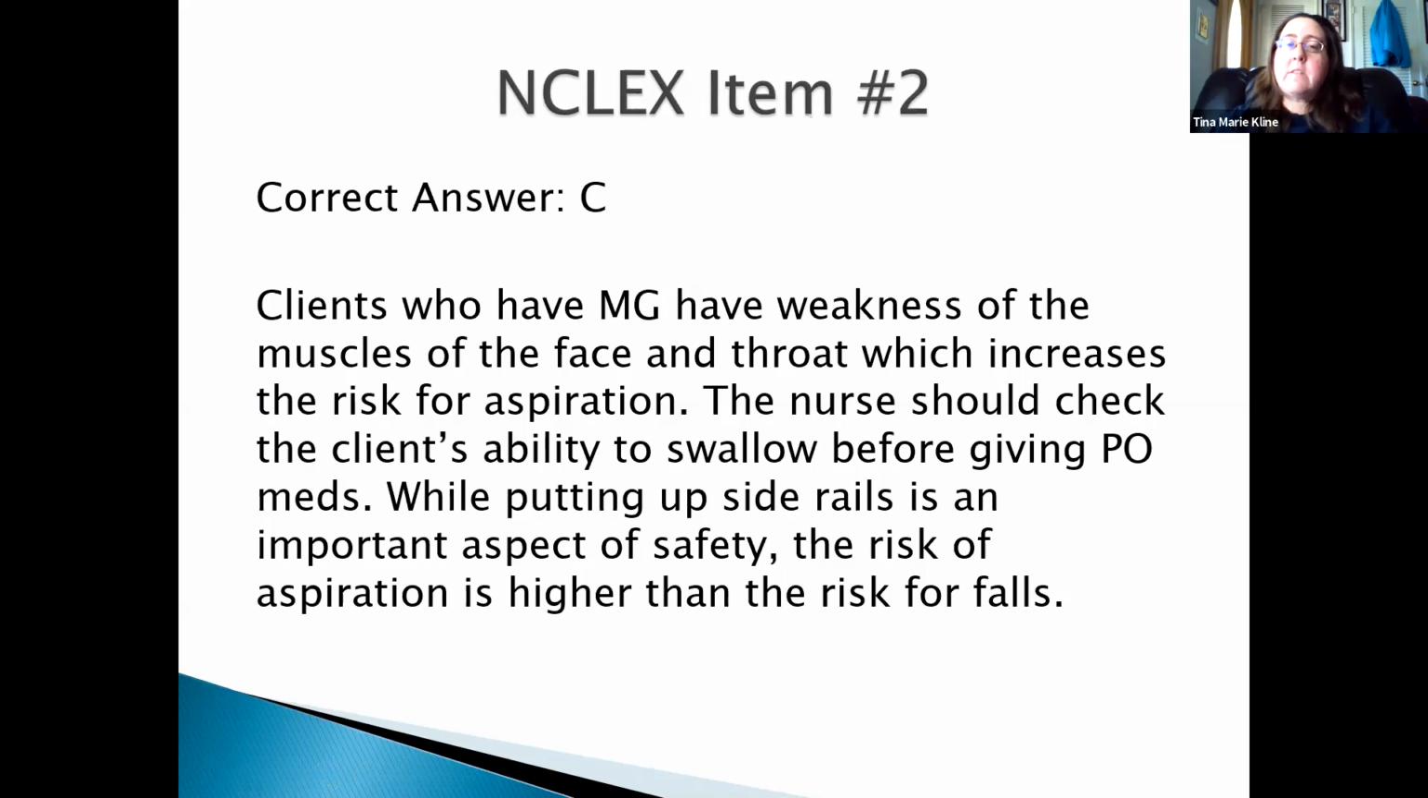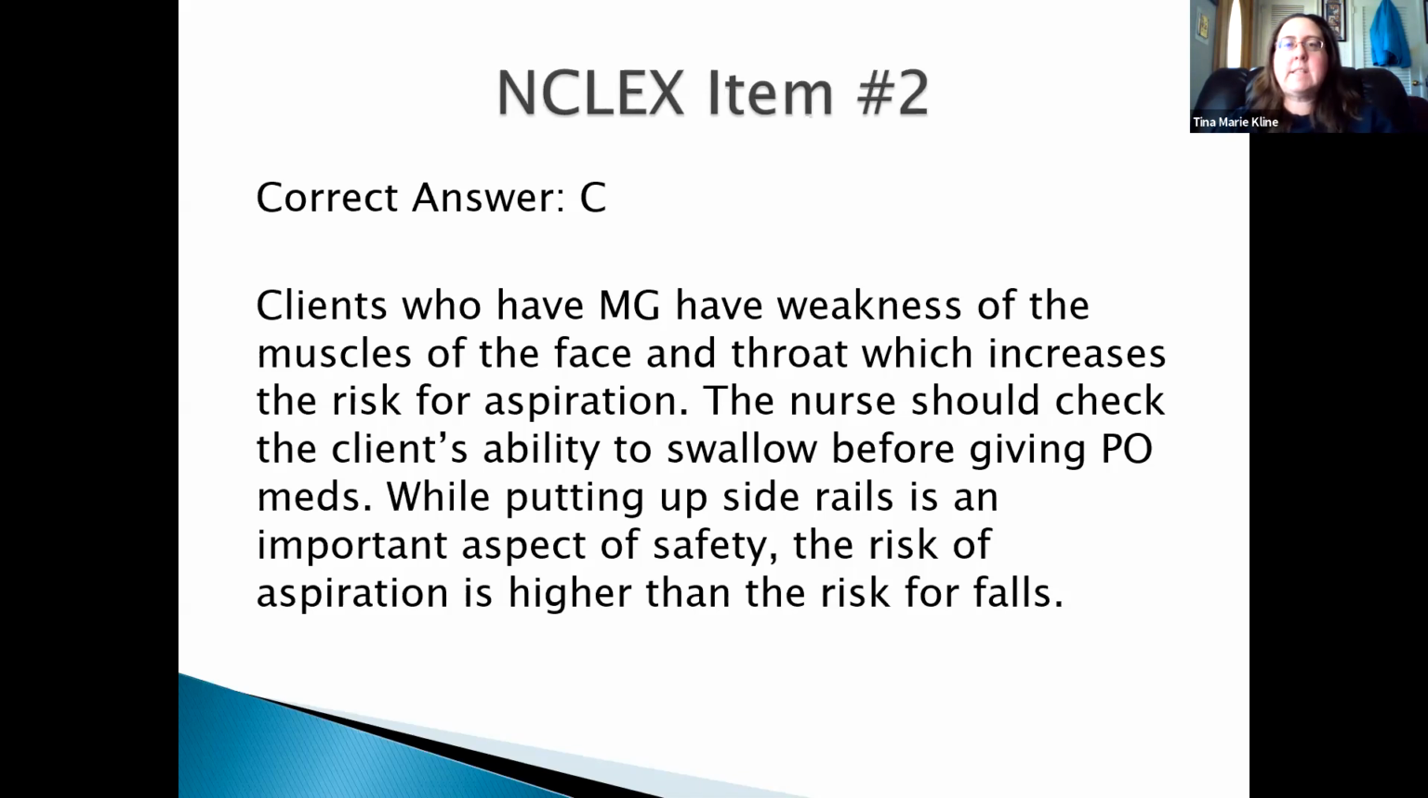We worry about the weakness of the muscles of the face and throat. And again, that's going to increase their risk for aspiration. So if you go back to your basic prioritizing framework, airway, breathing, circulation. So checking the client's ability to swallow before giving the PO meds. And I want to point out, it's not enough here to just check for a gag reflex, okay? Because that's not what we're talking about here. We're actually talking about the muscle strength of the swallowing muscle, the muscles that participate in swallowing. So just simply having a gag reflex is not enough. So you do want to check their ability to swallow before you give those meds.